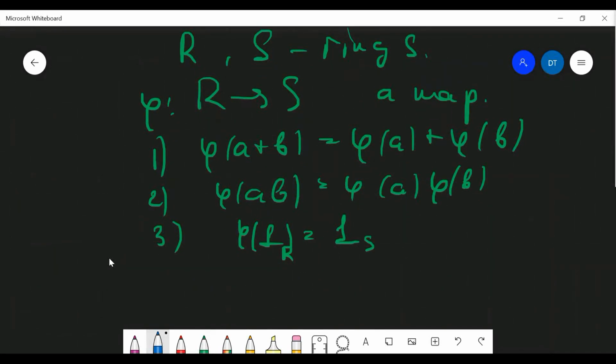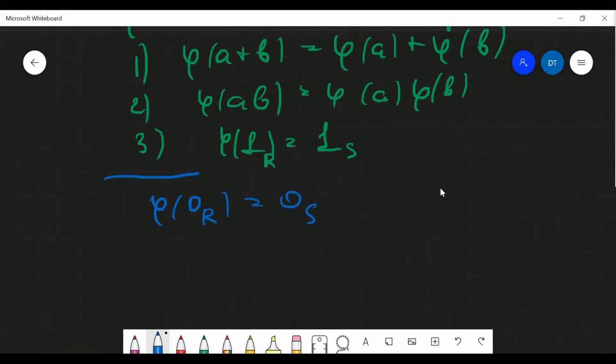So it's a corollary, but it's always true that phi of the 0 element of R equals the 0 element of S. This is also true. Also, there are several other useful properties: if you take phi of minus x, it will be minus phi of x. This is because we know this property for a homomorphism of abelian groups, and it preserves the inverse element.